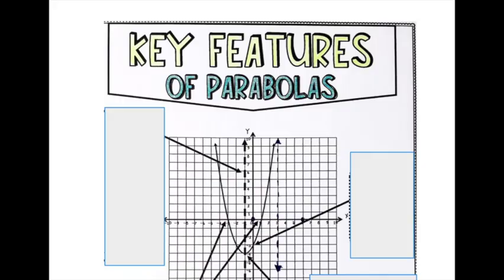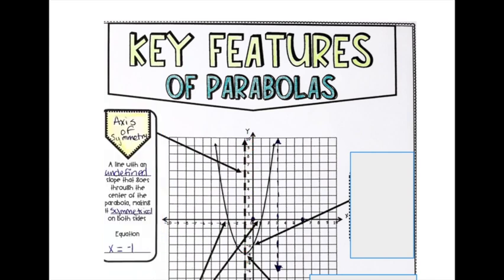So key features of the parabola. The first thing you'll notice is this dashed line going down the center. The dashed line going down the center is called the axis of symmetry. The slope of your axis is undefined. This is a vertical line, so the slope of the axis is undefined. But this is your axis of symmetry, a line with an undefined slope that goes through the center of the parabola, making it symmetrical on both sides. So directly down the center of your parabola is your axis of symmetry.